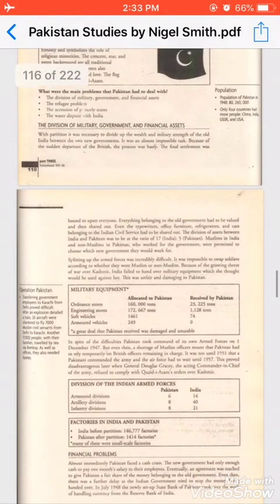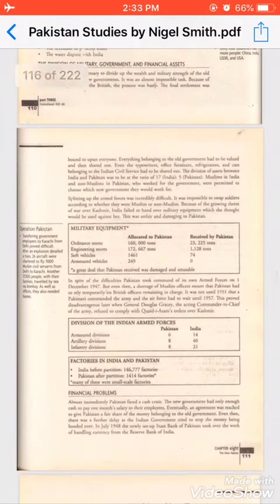What were the main problems that Pakistan had to deal with? The first was the refugee problem, because there was a lot of influx of refugees from India, and on a very newborn state like Pakistan, it was a source of crippling economy. Second, the water dispute between India and Pakistan, and the division of military, government, and financial assets. These were the 3 main core problems between India and Pakistan, and they had to be resolved. The first one is the division of military, government, and financial assets.